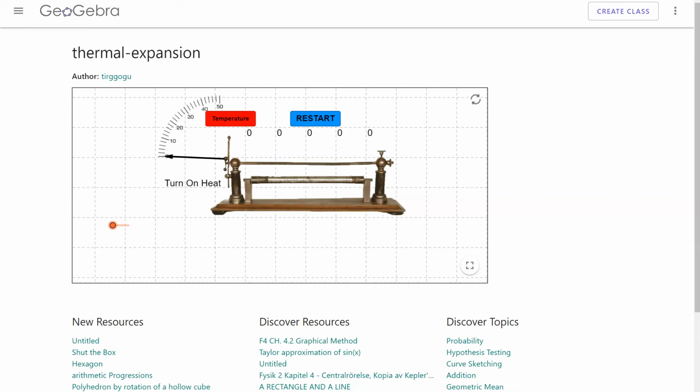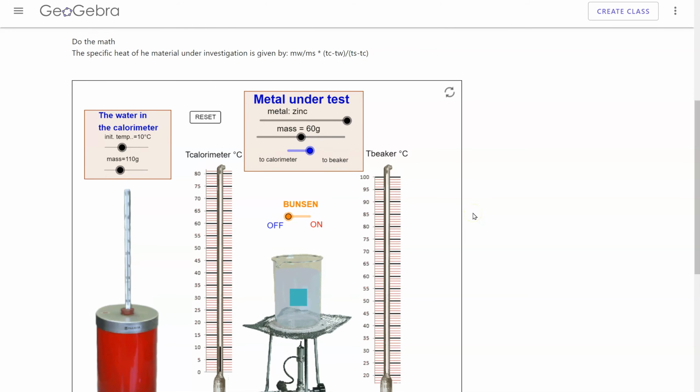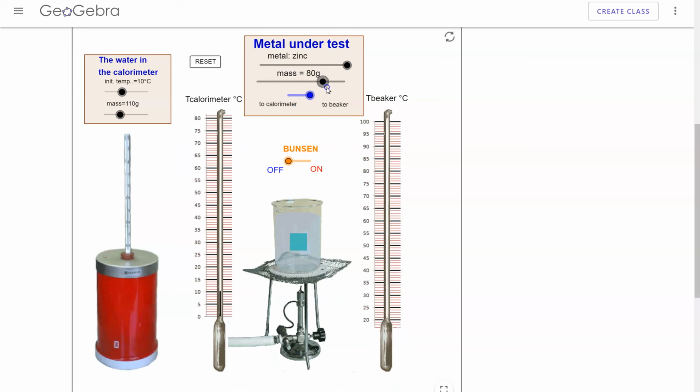You can do that. I'm going to go down here and grab the next lab, which is the calorimetry lab. It should look like this, and let's just kind of see what's up with this one. There's a burner underneath here, okay? And I've got a block of something. Right now that's zinc. It's 60 grams of zinc, but I could change the mass of the zinc, however much I want that to weigh. I can also change the material to whatever I want. And so let's say I've got 80 grams of lead in there.